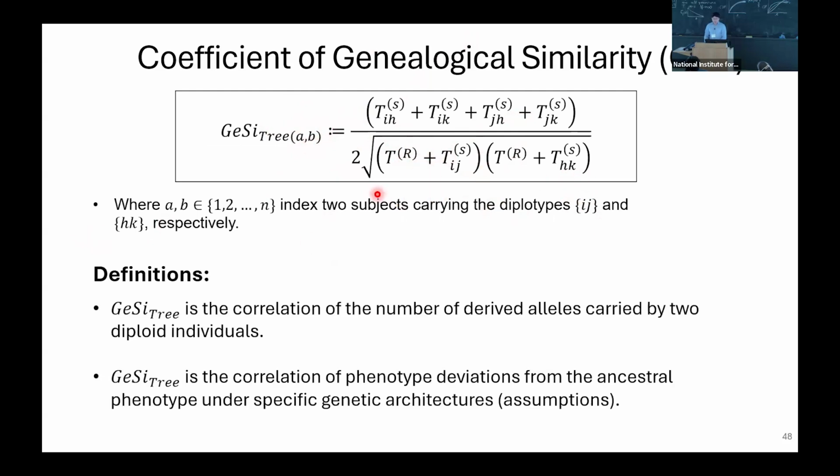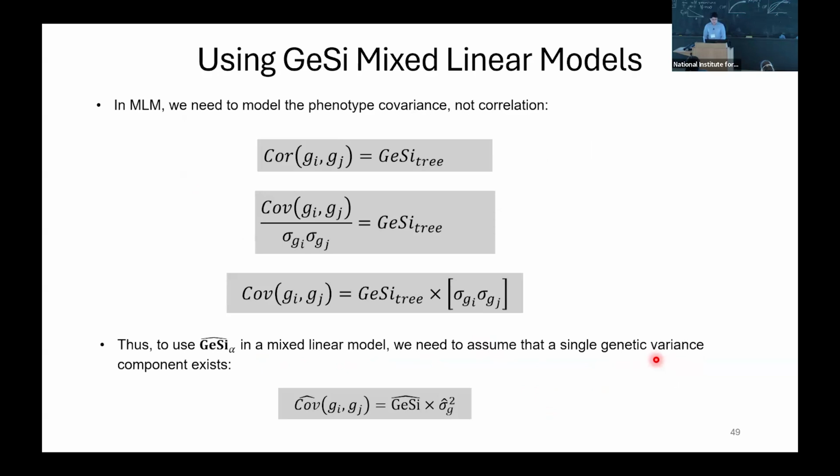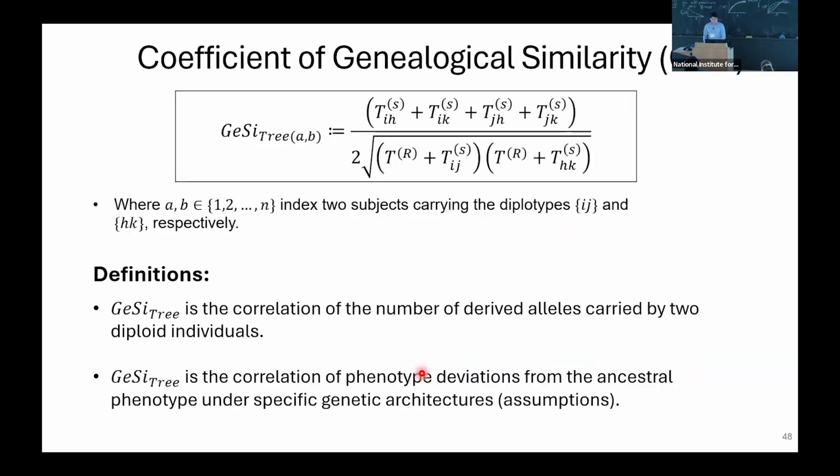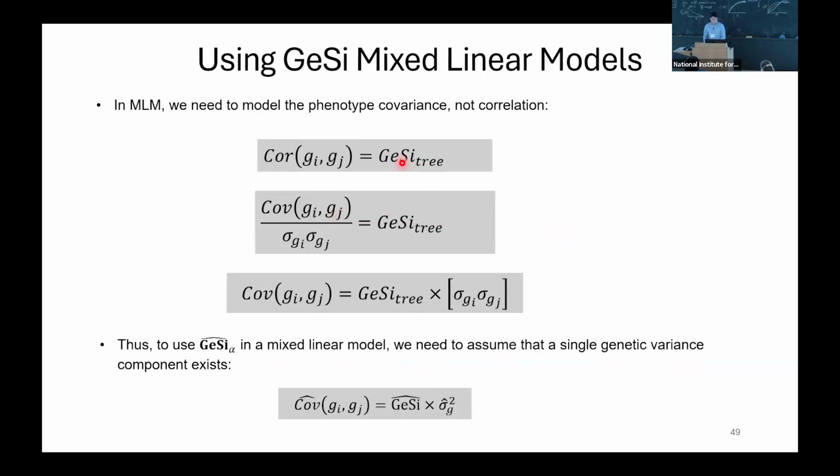And something I haven't mentioned here is that actually this expression has two formal definitions. It's the correlation of the number of derived alleles carried by two diploid individuals, but it's also, and this is the proof that I just showed, the correlation of phenotype deviations from the ancestral phenotype under specific genetic architectures, which was that the variance is the same for all the mutations, right? Which would correspond in the LDAK model to an alpha of 0, which is different from GCTA, which assumes alpha equal -1.